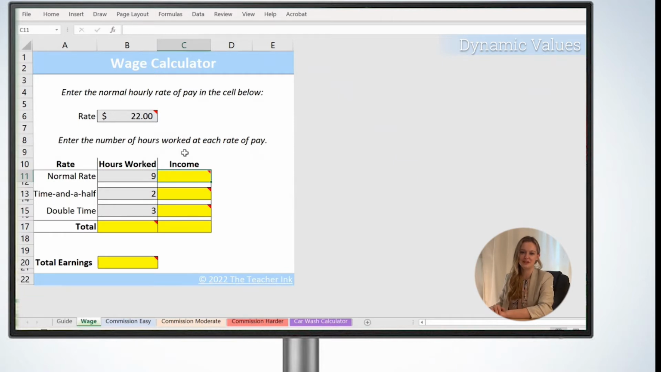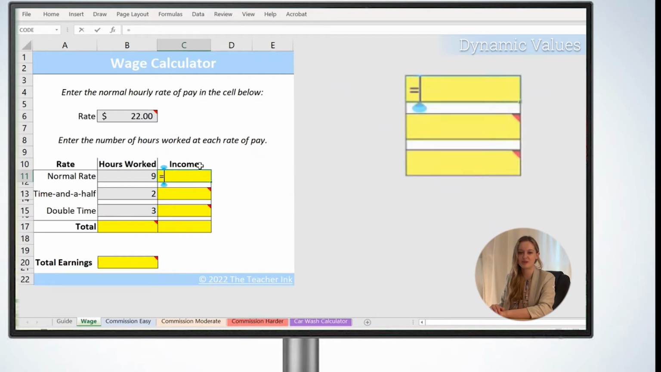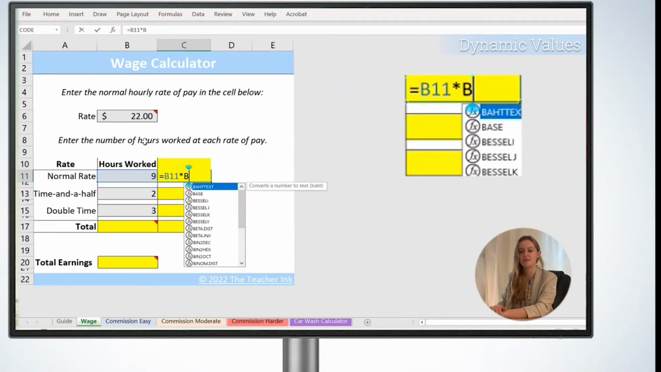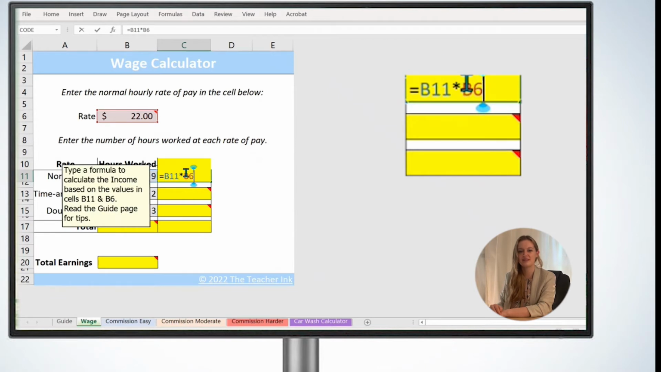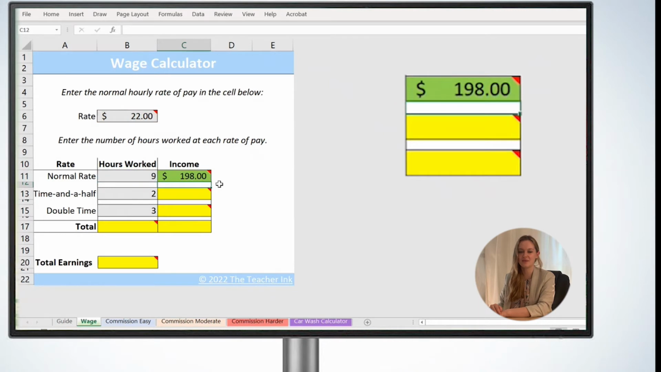To write our first formula, we'll click on the cell we want to write the formula in. Type the equal sign to instruct the spreadsheet that I'm writing a formula, and I'll include the first cell reference. The cell reference for 9 hours worked is B11. To apply the calculation, we multiply the numbers together. To multiply in a formula, we use the asterisk symbol. The second cell reference will be B6. To summarize, we took the number in cell B11 and multiplied it with the number in cell B6. Hit the Enter key to allow this formula to calculate automatically.